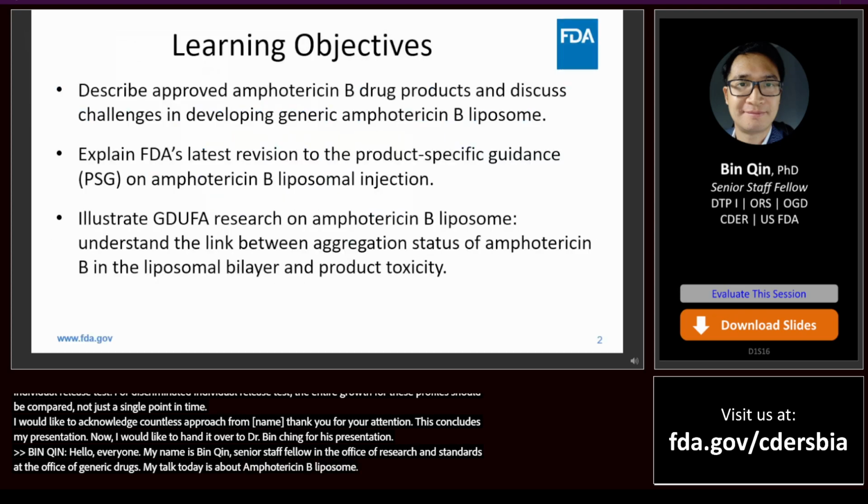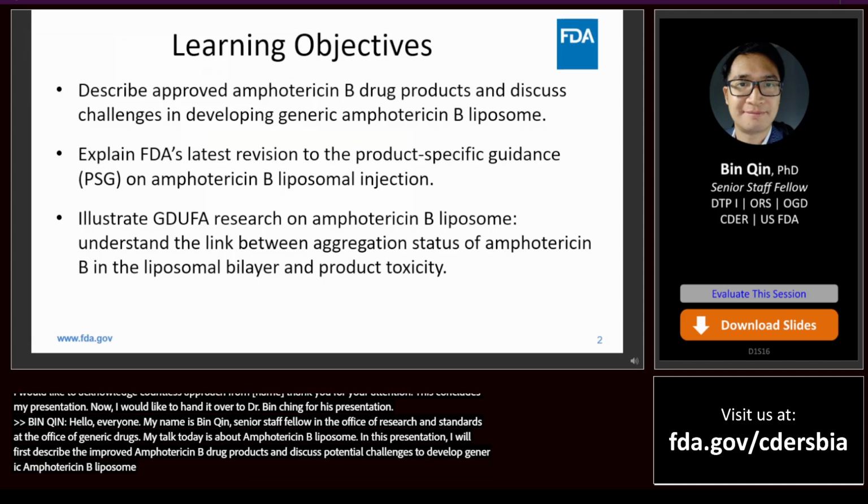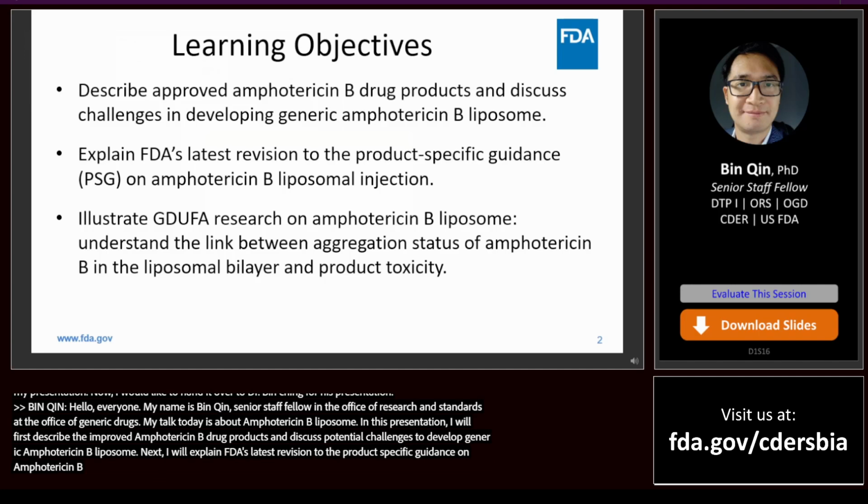In this presentation, I will first describe the approved Amphotericin B drug products and discuss potential challenges to develop generic Amphotericin B liposomes. Next, I will explain FDA's latest revision to the product-specific guidance on Amphotericin B liposomes. And lastly, I will illustrate GDUFA research on this product.